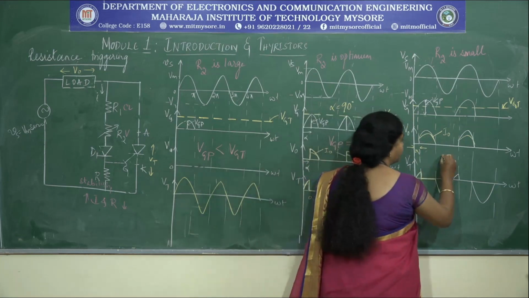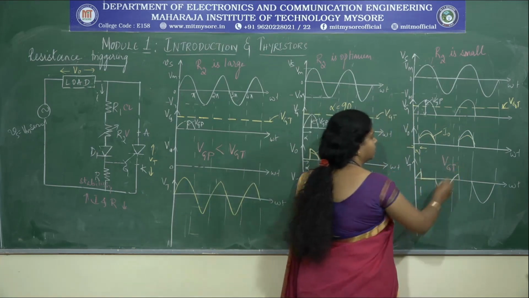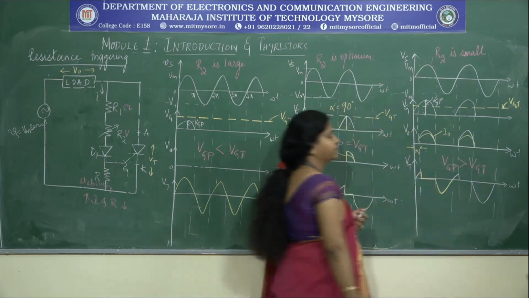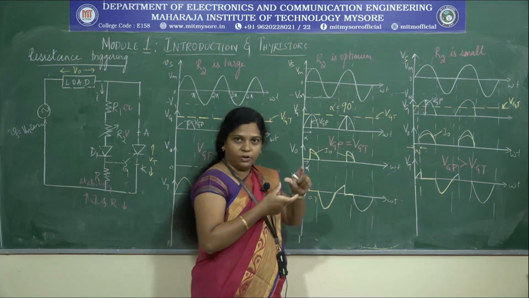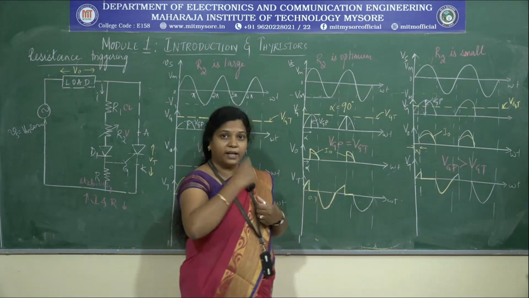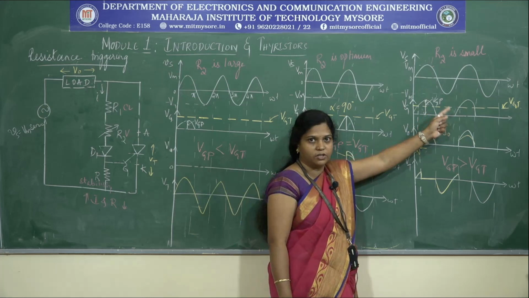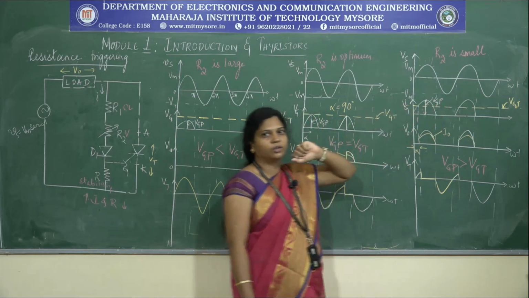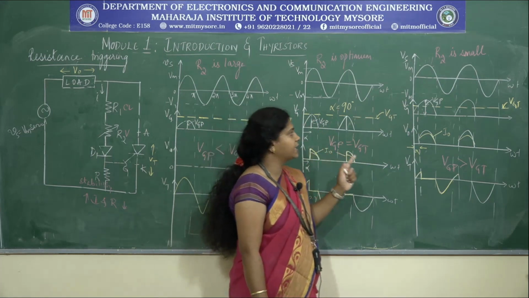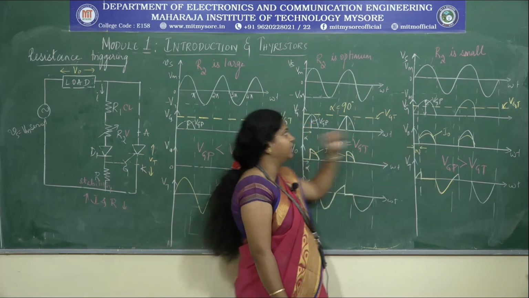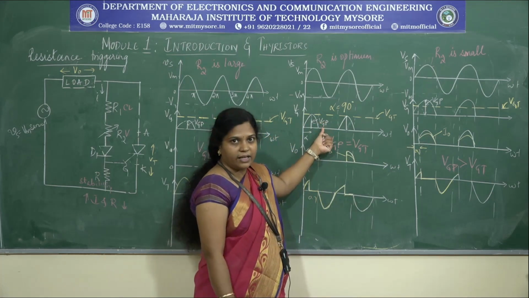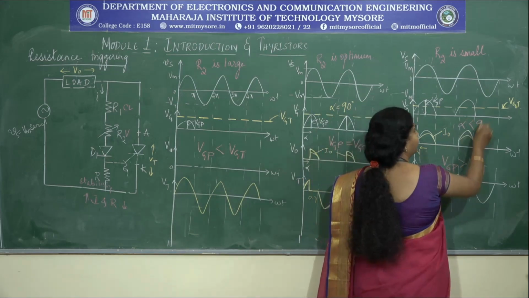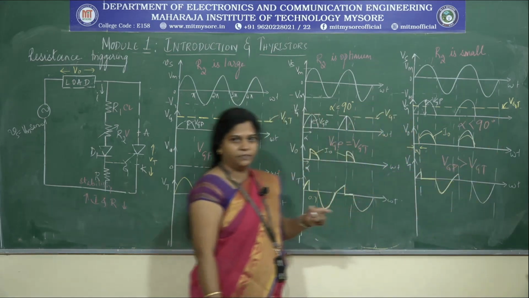The value of VGP is very much greater than VGT. The gate pulse that you have generated has a very high value when compared to the threshold voltage. So, what happens? Before reaching its peak itself, the device is going to get turned on. So, in this condition, before 90 degree, the firing angle before 90 degree itself, it is going to get turned on. So, alpha will always be less than 90 degree.